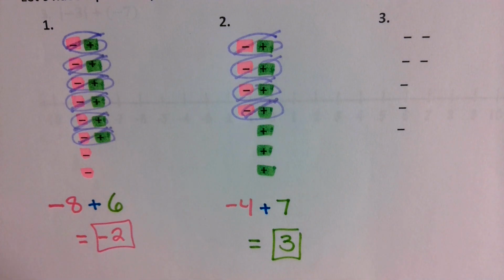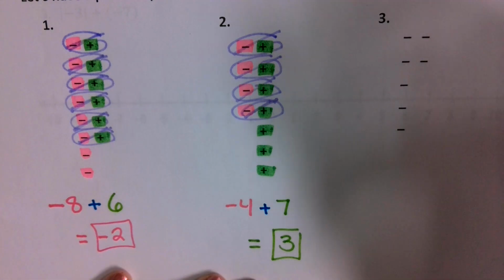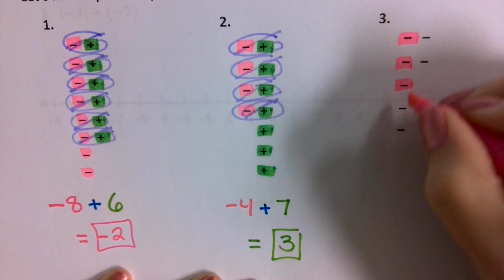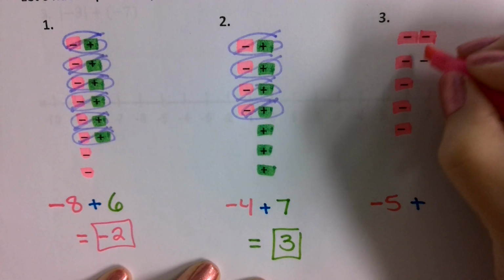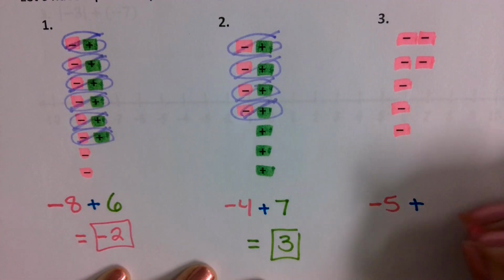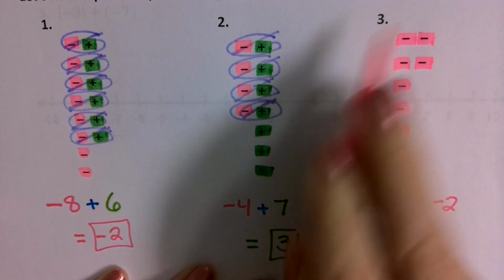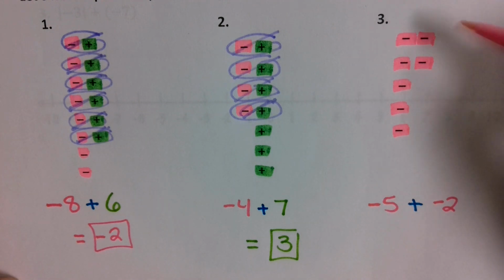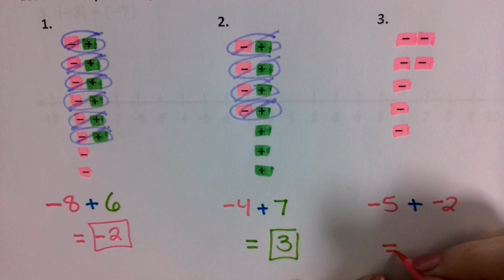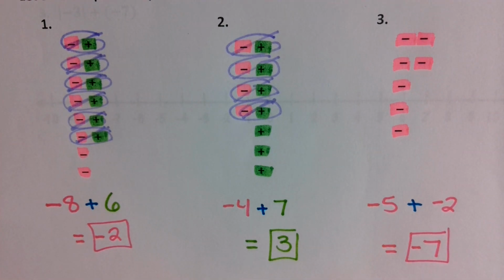Okay, for problem number 3, I've got 1, 2, 3, 4, 5 negatives. And then I'm going to combine it with 1, 2 negatives. Do I have any zero pairs here? Do I have a positive that can cancel a negative? No. So how much am I left with? I'm left with 7 negatives. That's how we can utilize our counters.